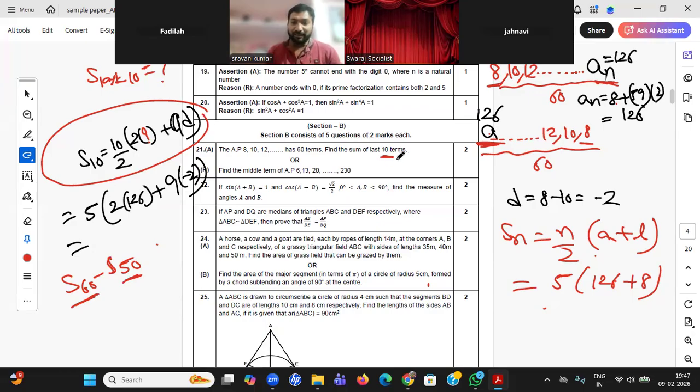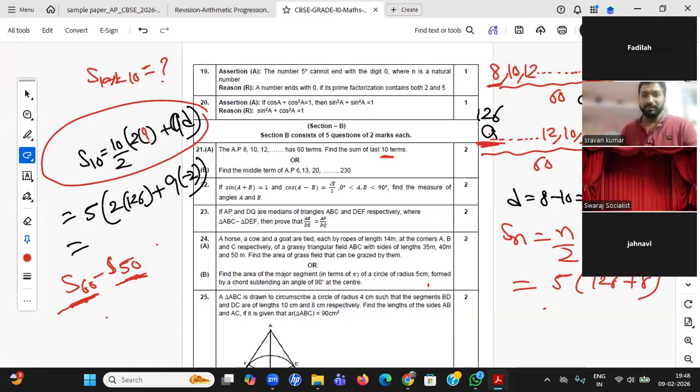He is asking the sum of the last terms, so take the sum of all 60 terms and subtract the first 50 terms. So can you use this formula n by 2? Yes, it is the first 60 and the first 50. You can very well use these formulas also. Aparna, did you understand, student? Yes, sir. Very good.